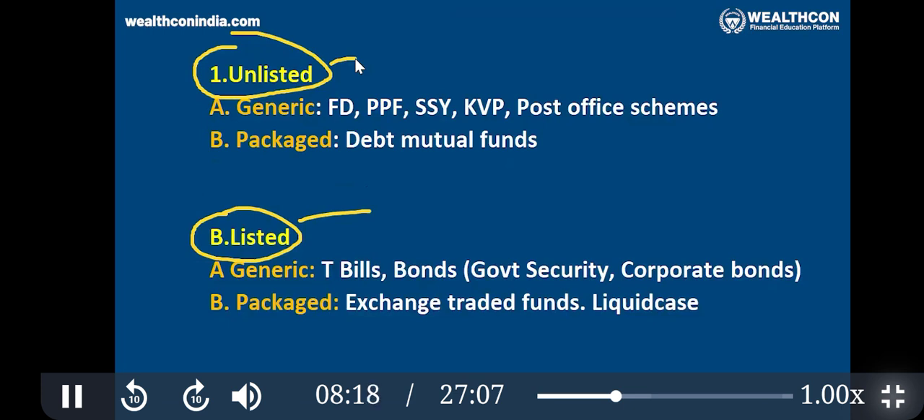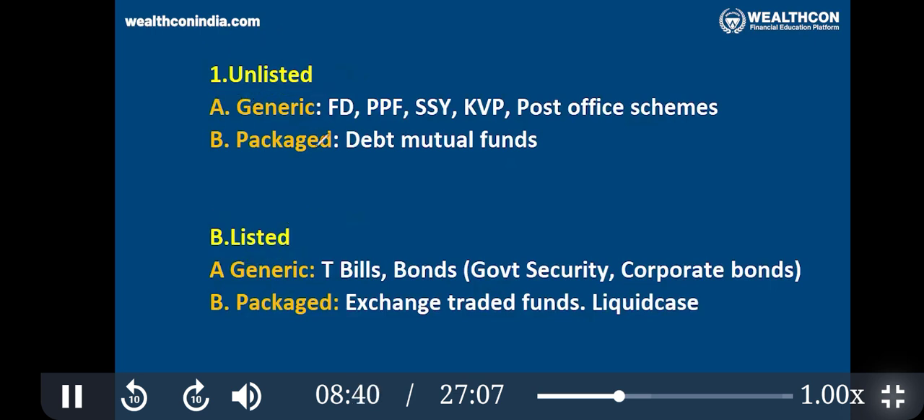Why is this listed and unlisted distinction important? Write it down. First, the logistics of both products are different. Second, there is a certain difference in the taxation part. Listed products are taxed differently and unlisted products are taxed differently. So that's why it is important. Logistics and taxation are different.